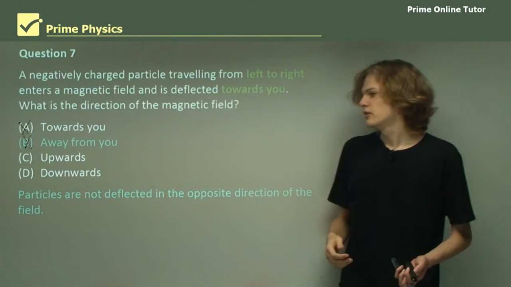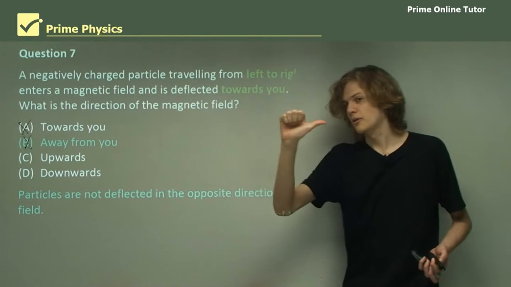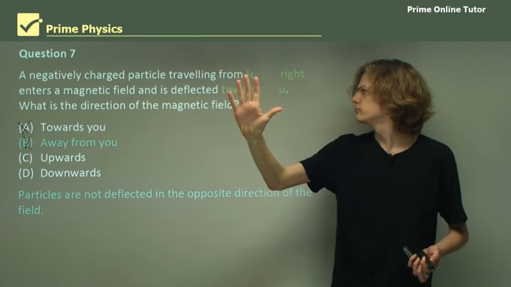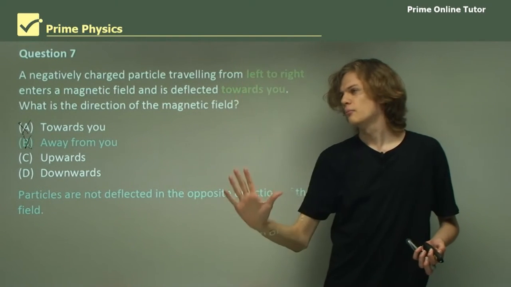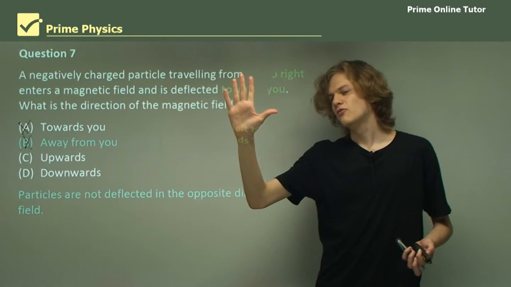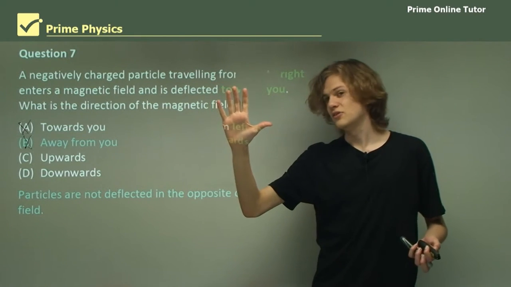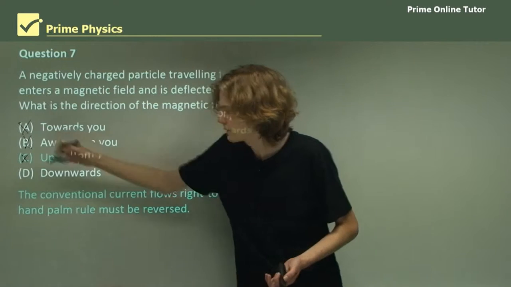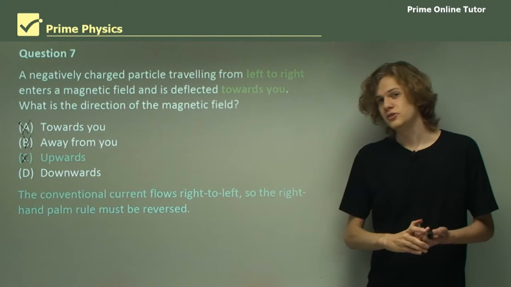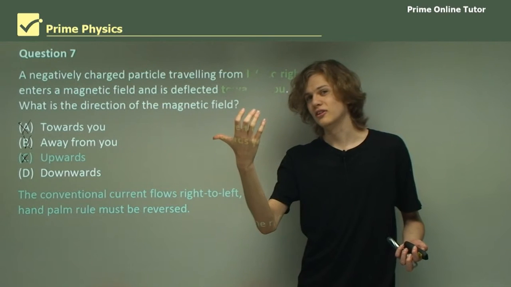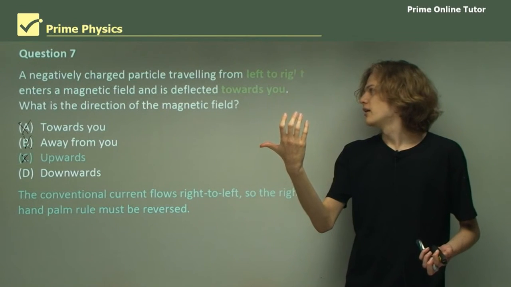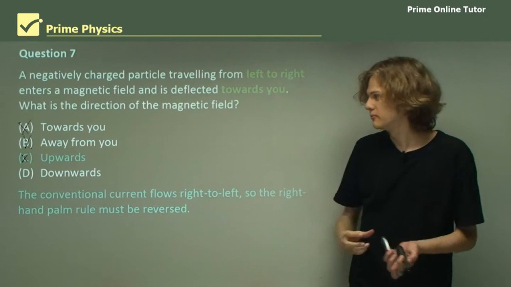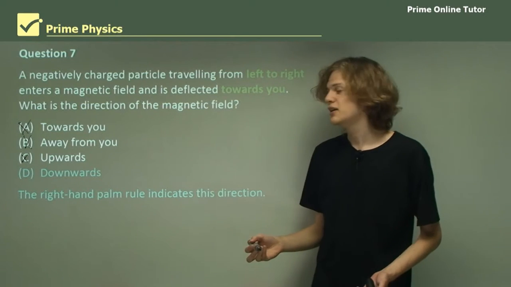Now if the particle is moving from left to right, our thumb's here, and the magnetic field is towards you, the deflection is towards you, the direction of the magnetic field must be upwards. But this only works if the particle is positively charged. If it's negatively charged, then this isn't the case. So the answer can't be upwards. We find that the positive charge velocity is in fact the other direction, from right to left. And so, if the field is deflected towards you, the magnetic field must be pointed downwards. And we find that D, downwards, is the correct answer.